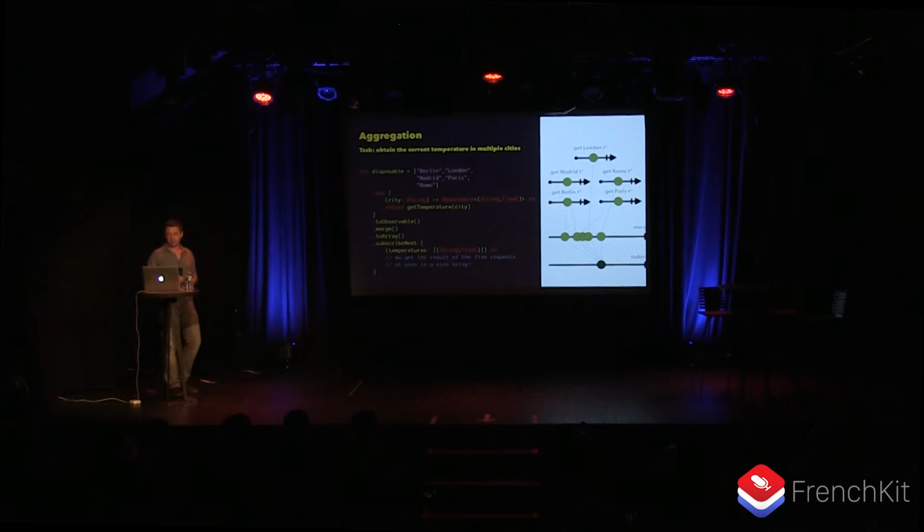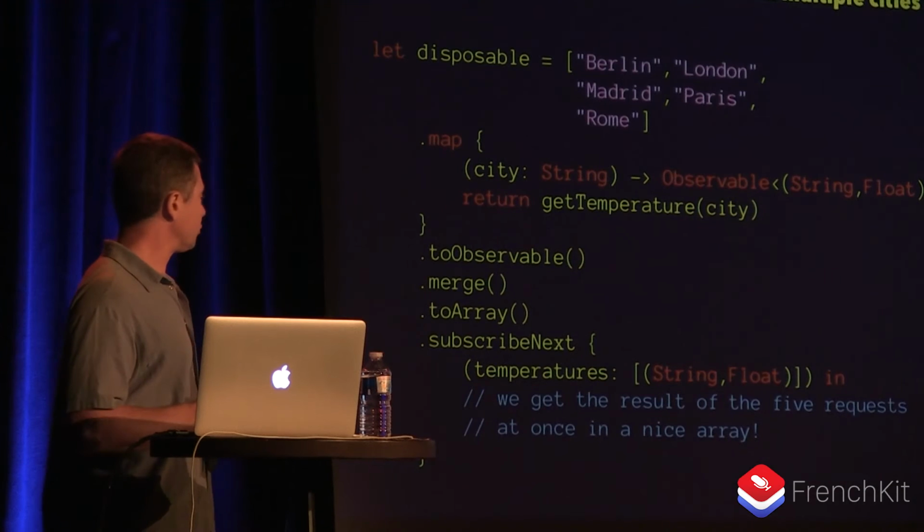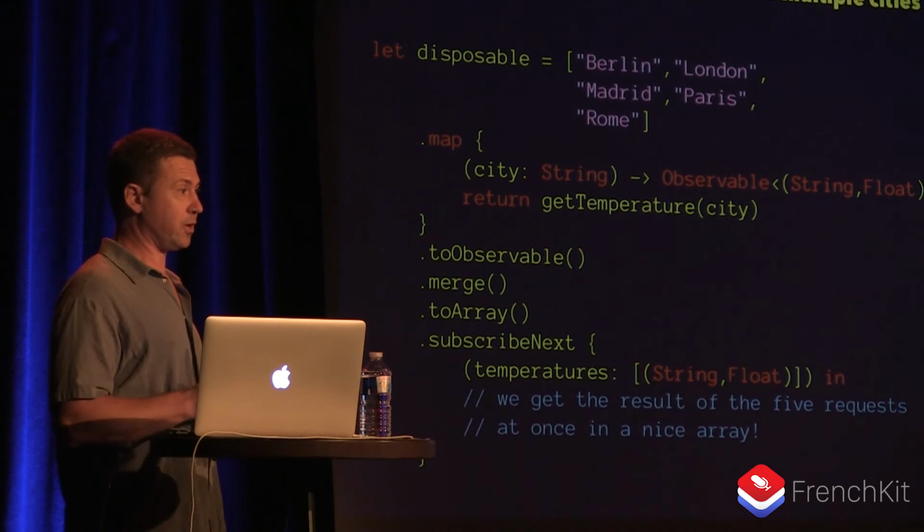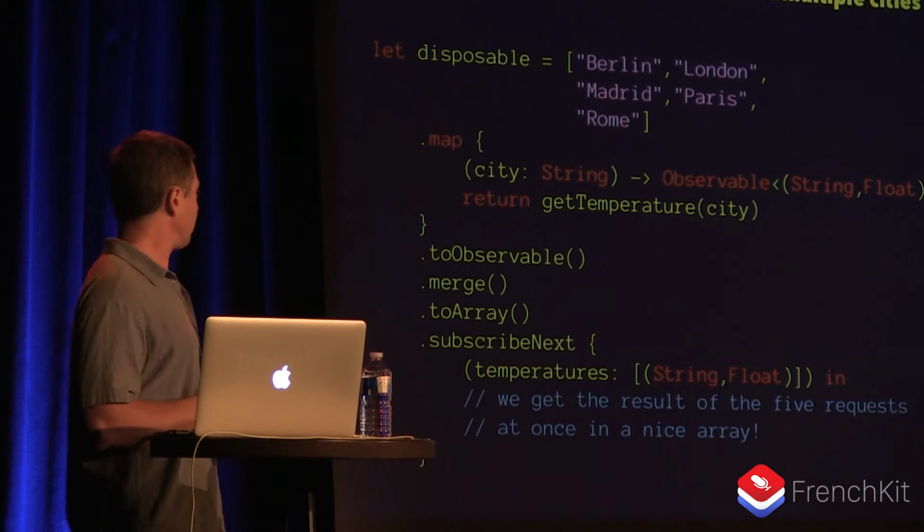Our next pattern is aggregation. We want to get the temperature in multiple cities at once. We want to get the temperature in Berlin, London, Madrid, Paris, and Rome. So to do that, we are going to have to fire 5 network requests. It's very simple to do with Rx.